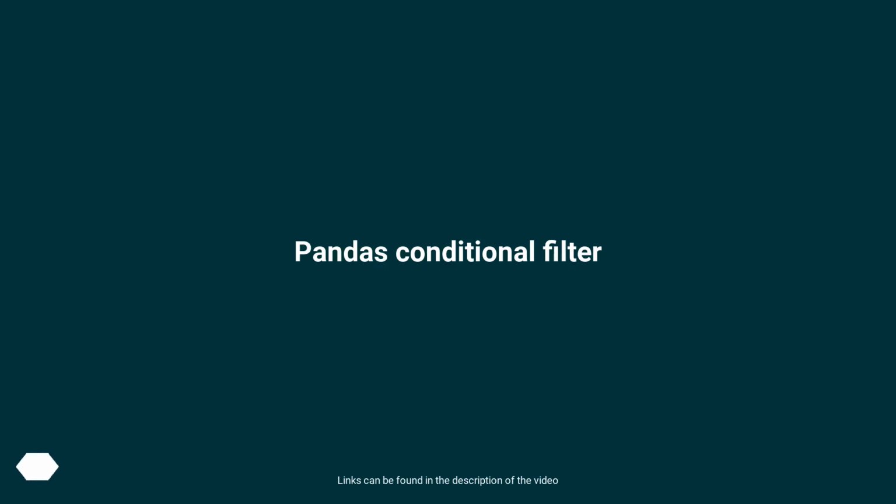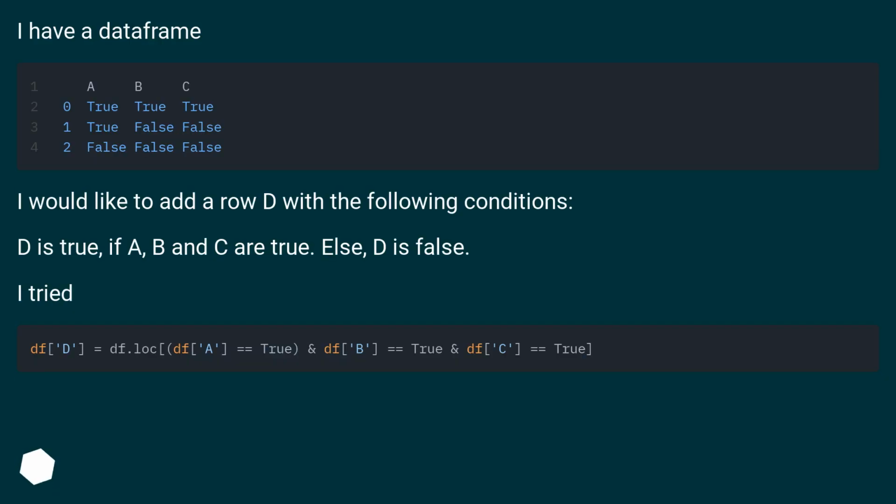Pandas conditional filter. I have a data frame. I would like to add a row D with the following conditions. D is true if A, B and C are true. Else, D is false. I tried.